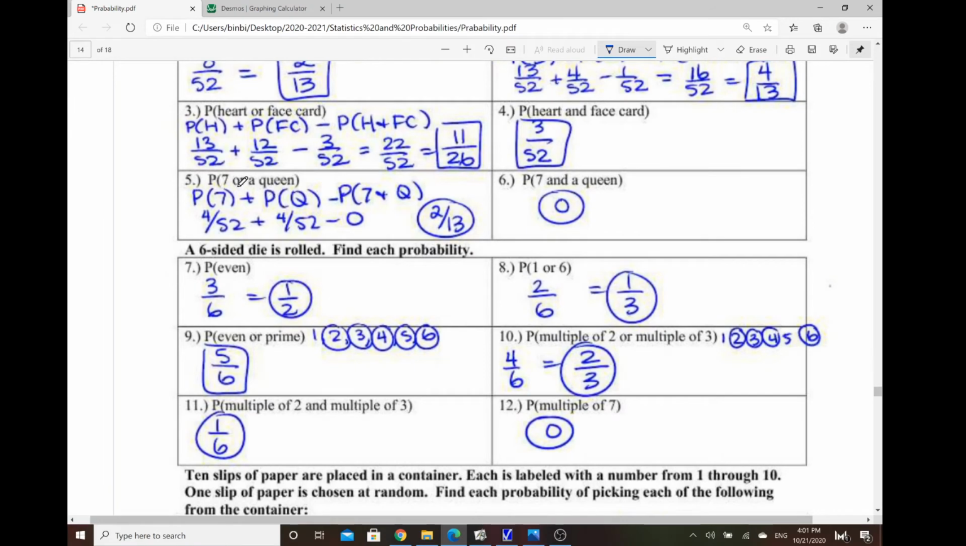And this one's quite similar. 7 and queen, they have nothing in common, so we just subtract 0. So just 4 over 52 plus 4 over 52. So 2 over 13.